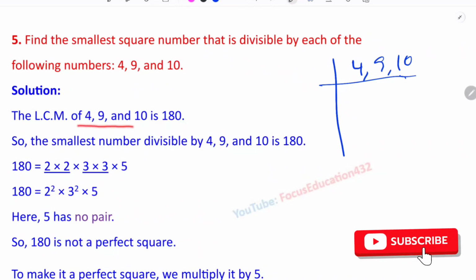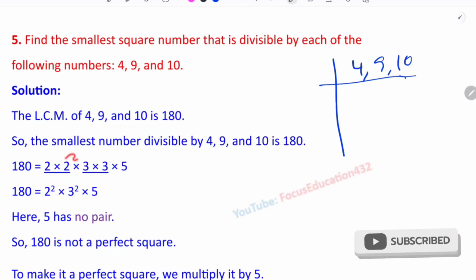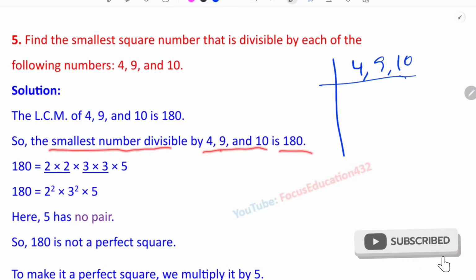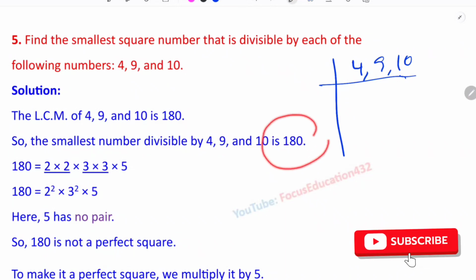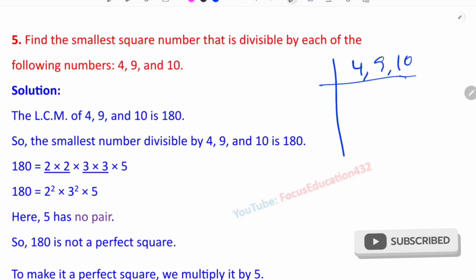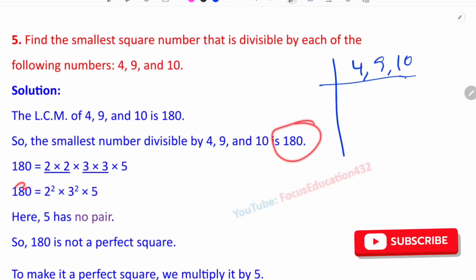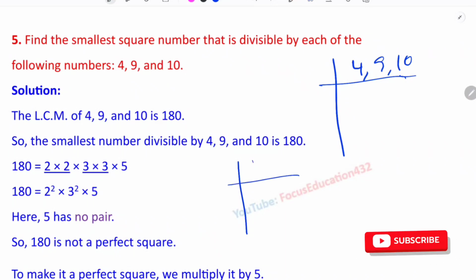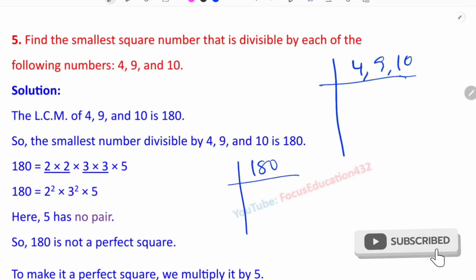So the LCM of 4, 9 and 10 is 180. The smallest number divisible by 4, 9 and 10 is 180. Now we have to check whether 180 is a perfect square. So if you do the prime factorization of 180, what will you get?